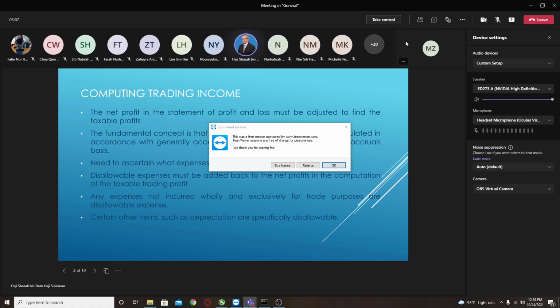When you have revenue in your profit and loss account, the tax authorities are concerned that the expenses that have been incurred are related to the generation of the revenue, or in terms of the trading income of the company. Now, certain other items such as depreciation are specifically disallowable. If you remember, when you look at the computation of taxable trading income, you start with your net profit, you add back certain items, depreciation, capital items, if you have incurred legal expenses.